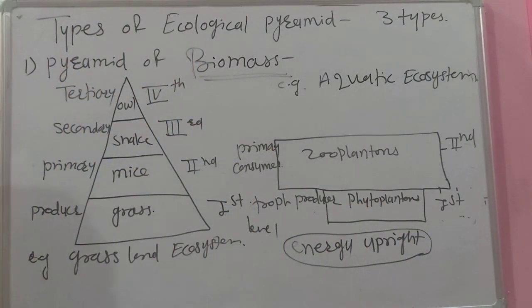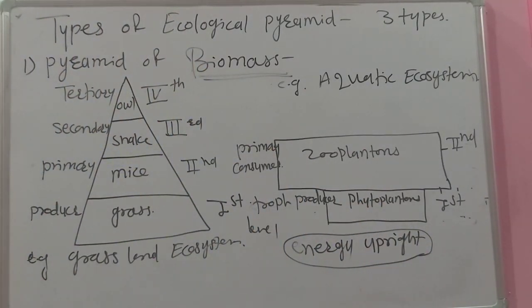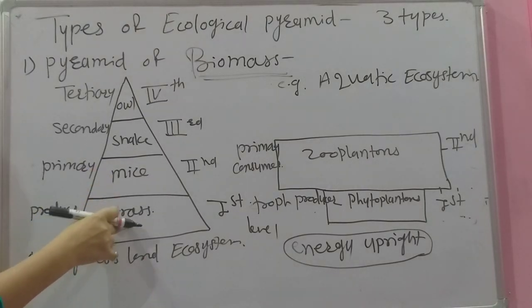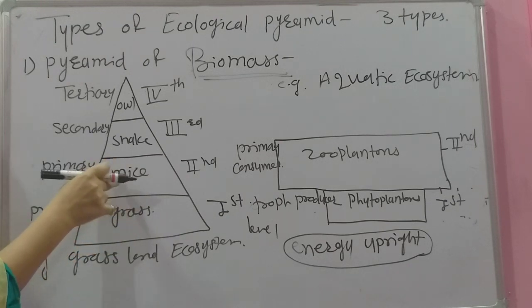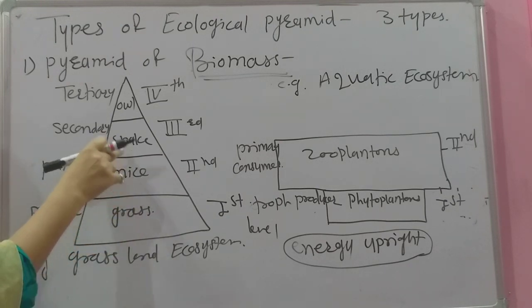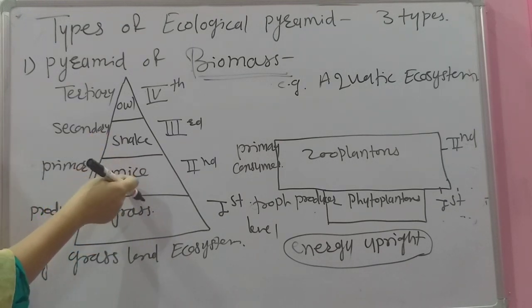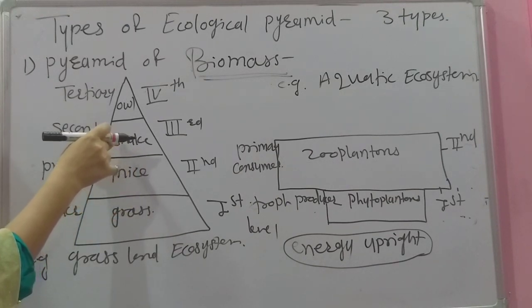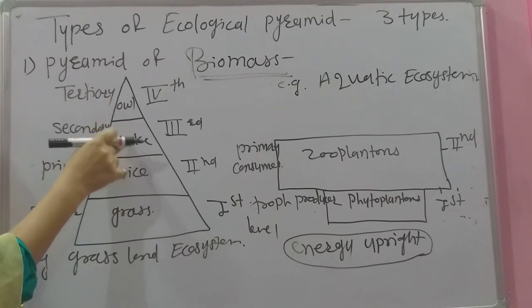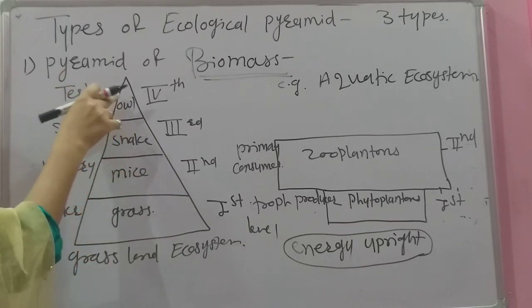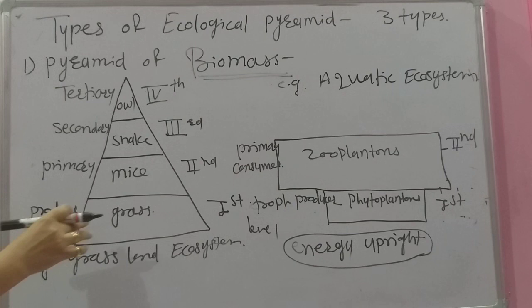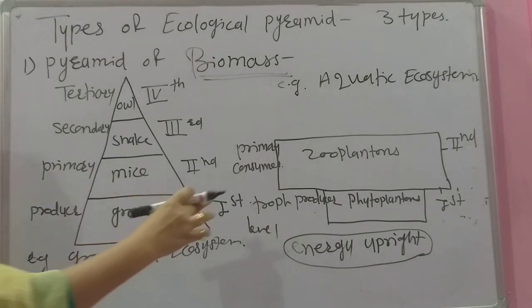The energy pyramid is also upright because the mice eat the grass, which means the energy is transferred from the producers to the primary consumer. Then the snake eats the mice, so the energy is also transferred, and the eagle eats the snake, which means the energy is transferred from one trophic level to the next trophic level. The energy is upright in this upright pyramid.